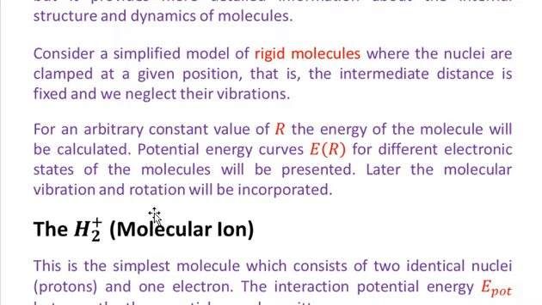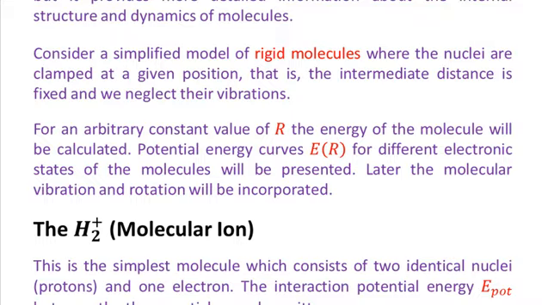Later, the molecular vibration and rotation will be incorporated. So you see that in the rigid molecule configuration, we shall assume that the molecule is fixed by a distance capital R between them. And later on, we shall incorporate the vibration and rotation into the molecular system. For a fixed value of r, we shall calculate the potential energy curve, which is E of r. And when the value of r between the two nuclei of the rigid molecule changes, then of course E of r will also change, and we can plot these potential curves.